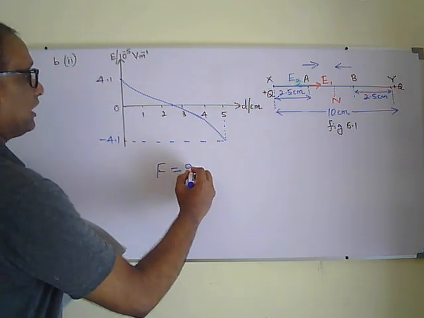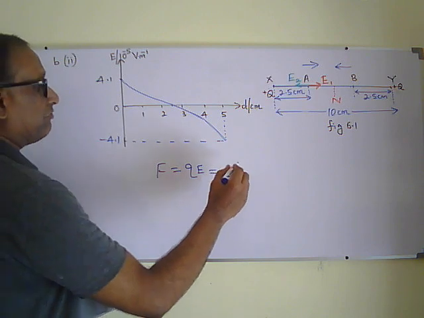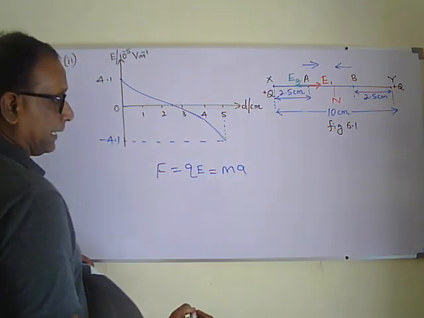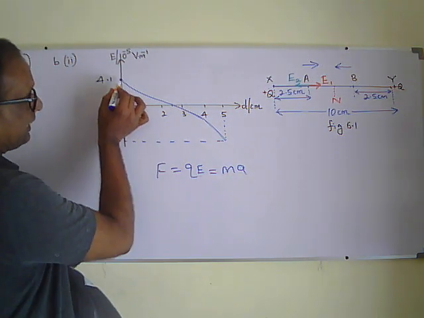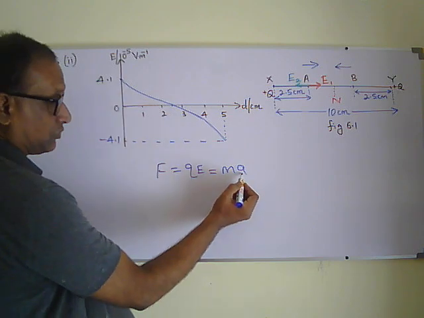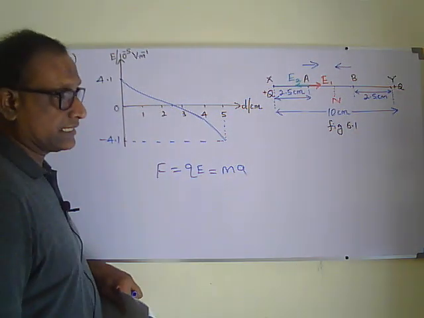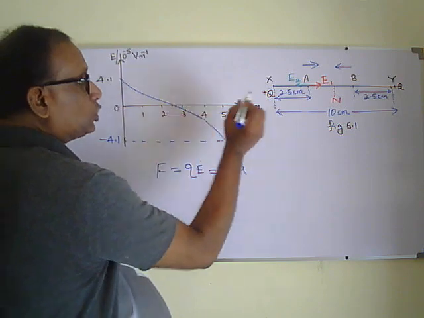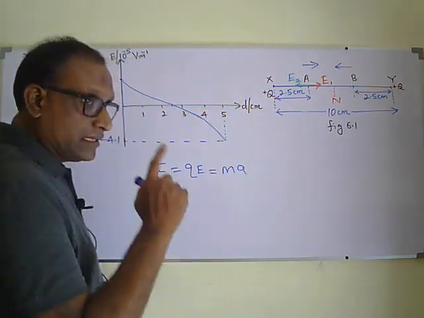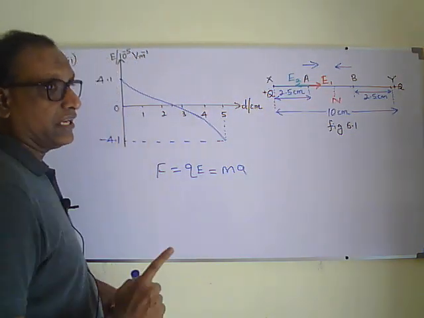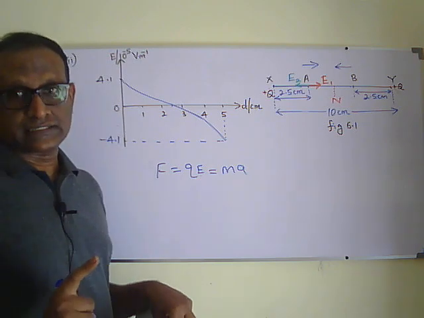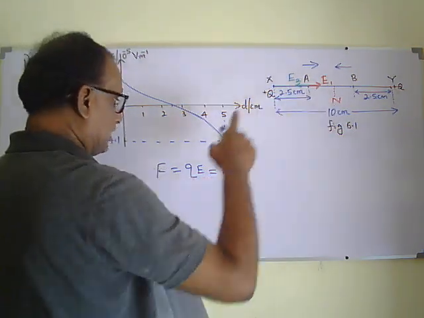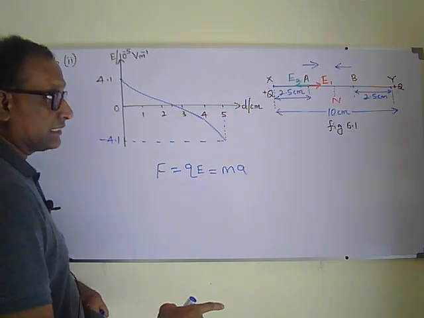F equals QE and F equals MA. So the electric field strength is decreasing, so the acceleration will decrease, but the velocity will increase. Then at the center of AB, it will have the maximum velocity and zero acceleration, because at that point the electric field strength is zero, so no acceleration.